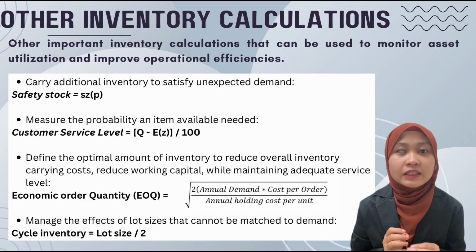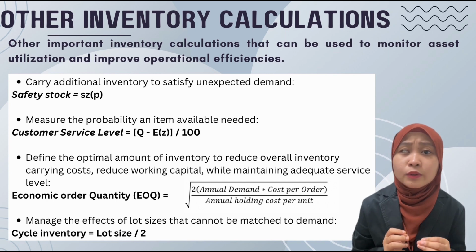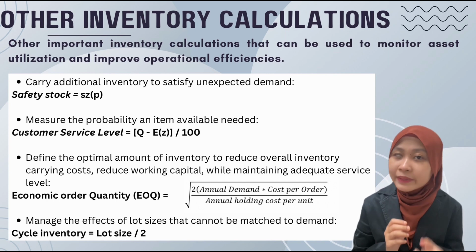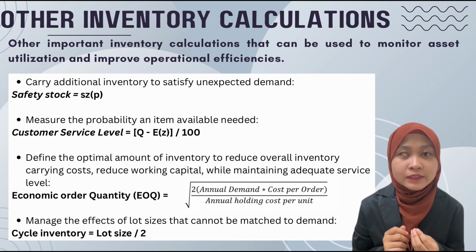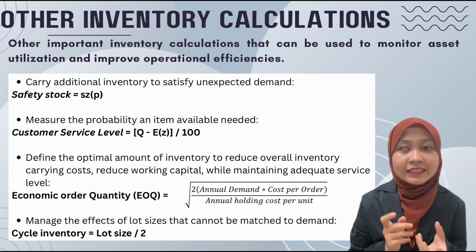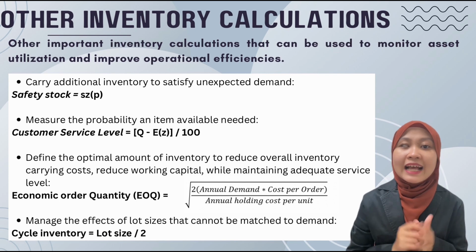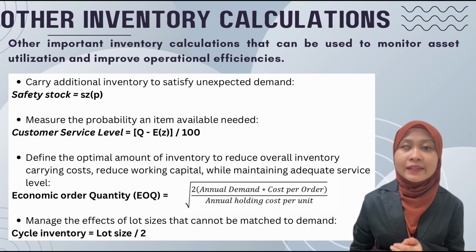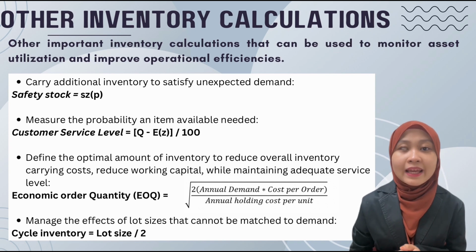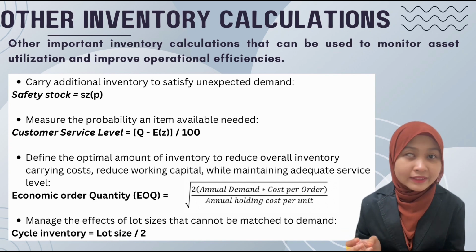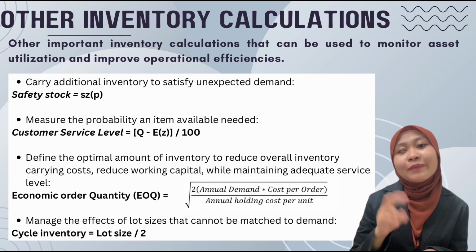It affects the order lot size, or the average quantity in units that a company should buy at a specific moment to benefit from economies of scale. Lastly is cycle inventory. Cycle inventory is used to manage the effects of lot size that cannot be matched to demand. The calculation is very straightforward, where the lot size is divided by 2.